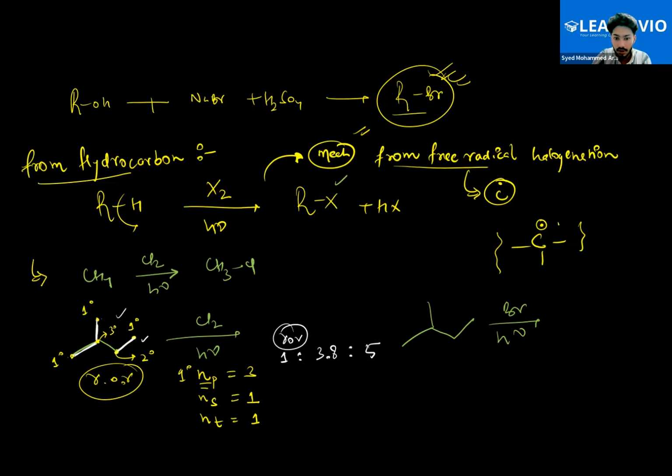Like the reactivity order: if 1 degree carbon has a reactivity of 1, then in comparison the reactivity of the second degree carbon will be 3.8, and the reactivity of the third degree carbon will be 5. So it is 5 times faster. From 1 degree to 3 degree, it will be 5 times faster to react, at a fast rate. This is the thing. Are you getting my point? Yes sir, the order of reactivity.